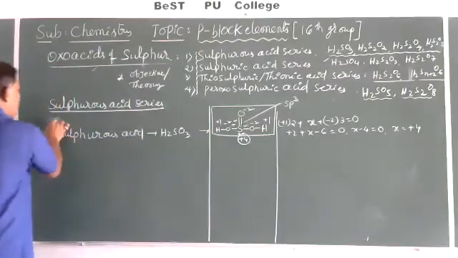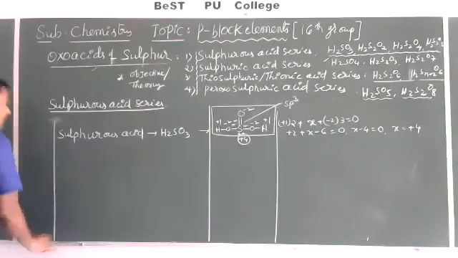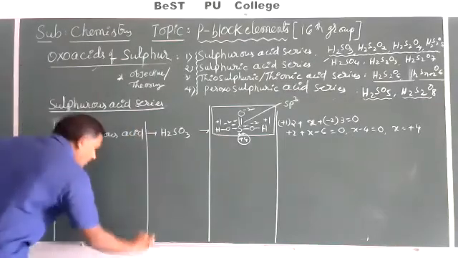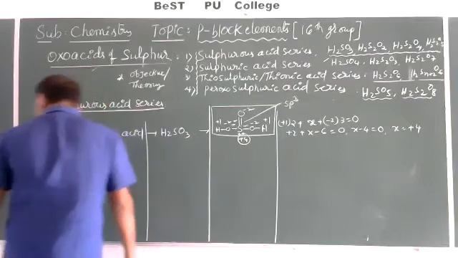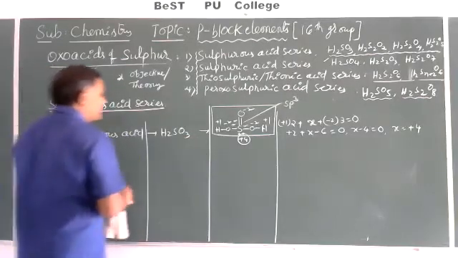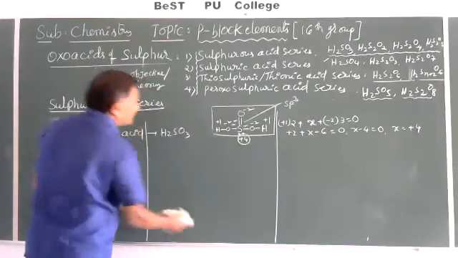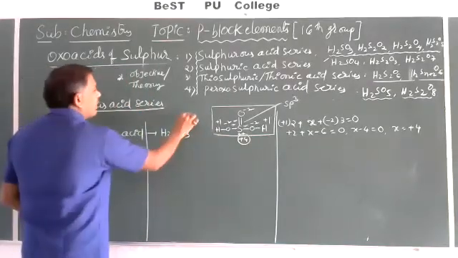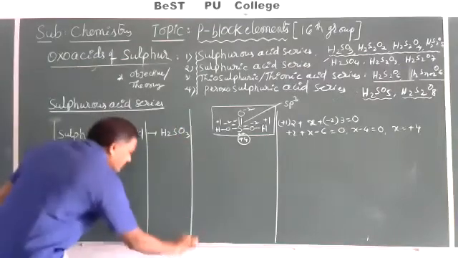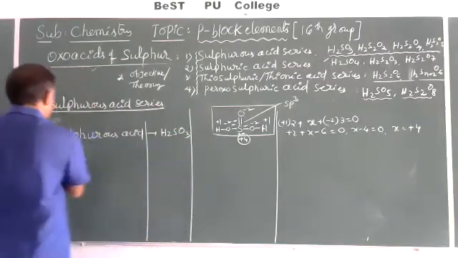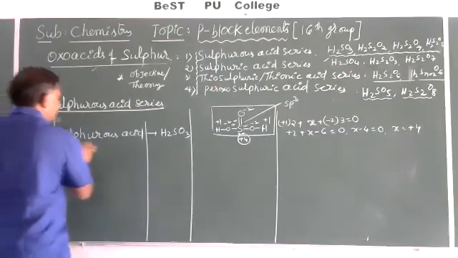Now this is the name of the sulfurous acid and its formula. Then the structure of this sulfurous acid series. Here are 4 important tables I will create. First table is about the sulfurous acid series. First one is clear. First example.